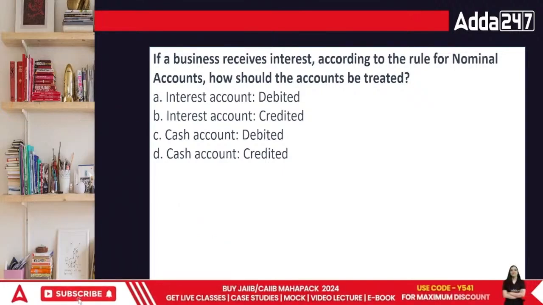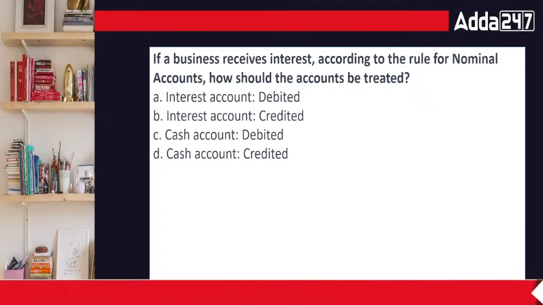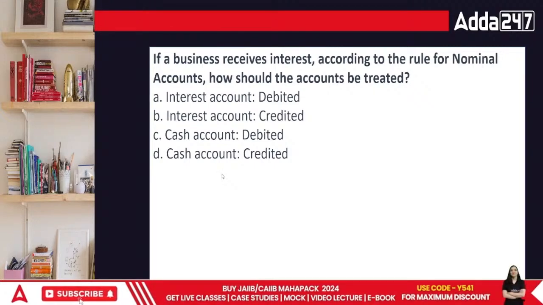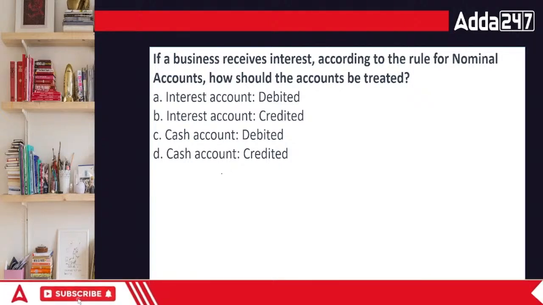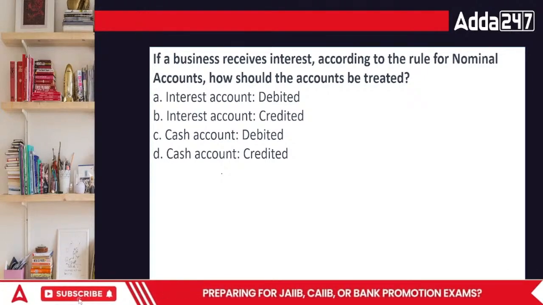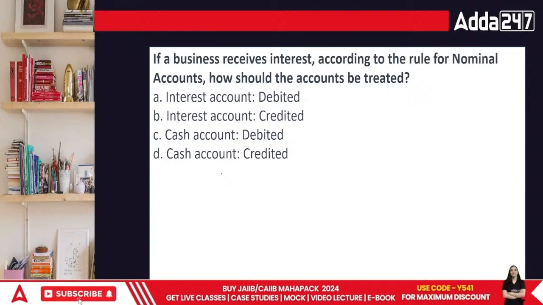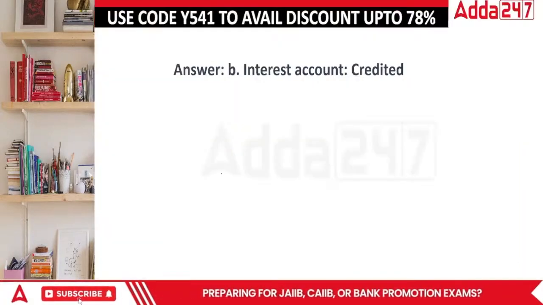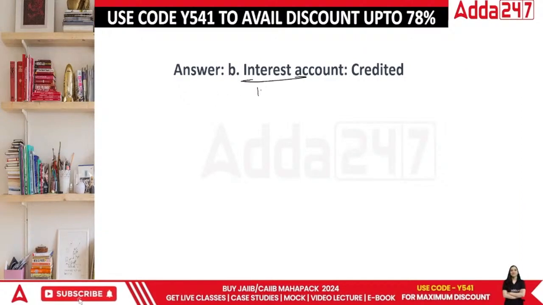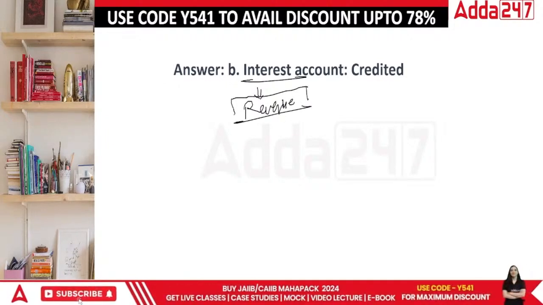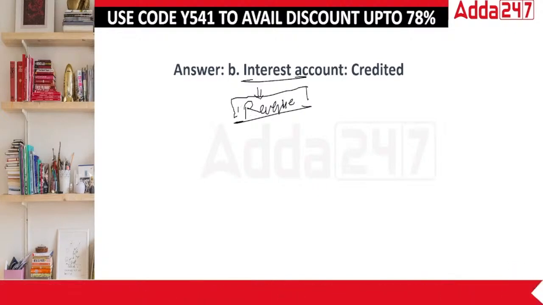If the business receives interest, according to the rule of nominal accounts, how would you treat the following? If the business is receiving interest, everyone, debit all the expenses and losses and credit all the incomes and gains. If the business is receiving interest, it would be the interest account, and interest is basically your income. So if it is your income, it has to be on the credit side. The interest account is basically your form of revenue. Everyone, any doubts till now?